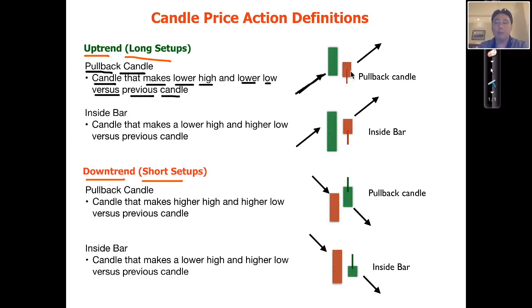in relation to the previous candle. So why is it a pullback candle? Again, what's the definition? Right, this candle makes lower highs. Can you see? So this high over here to this high, it makes a lower high and a lower low. So that's a pullback candle.